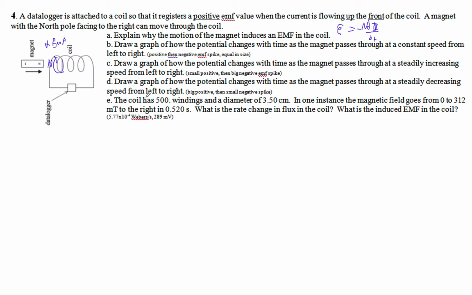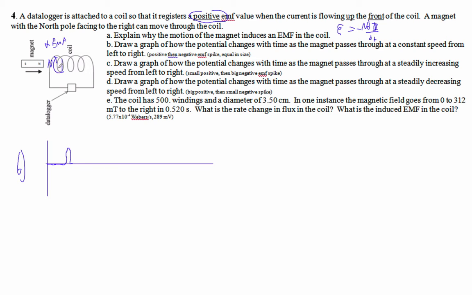Draw a graph of how the potential changes with time as the magnet passes through at a constant speed from left to right. Okay, part B. Here's our EMF. As it approaches, remember, the north pole's approaching, so you want to repel that north pole. So the current's going to flow up the front of the coil, and up the front is a positive EMF. So we're going to get a positive EMF spike.